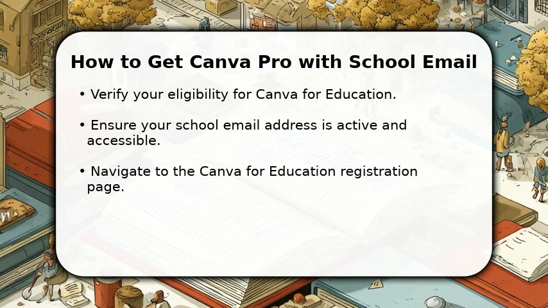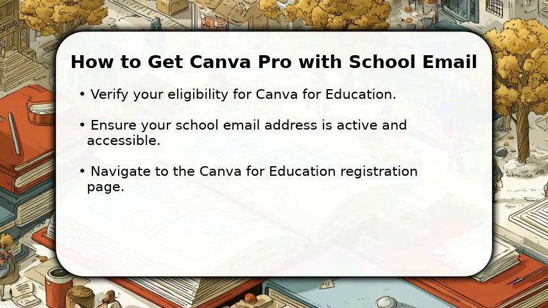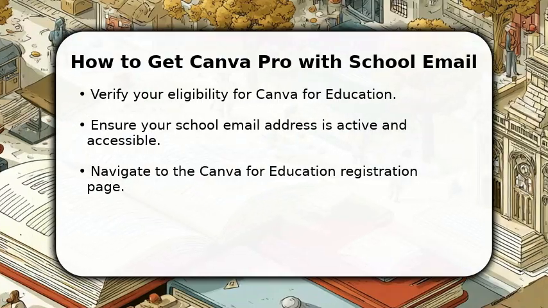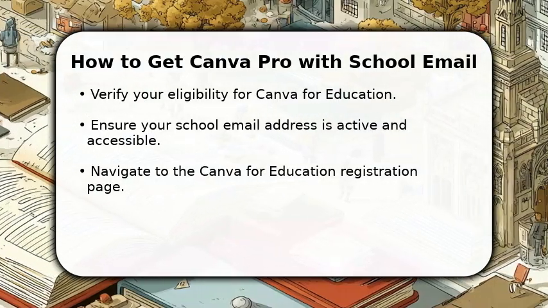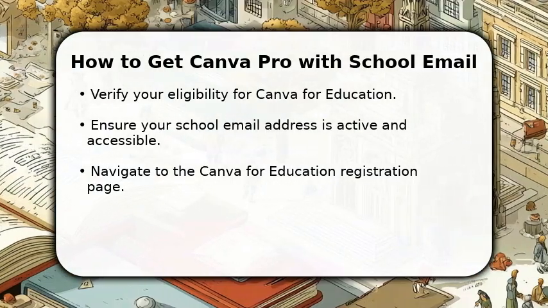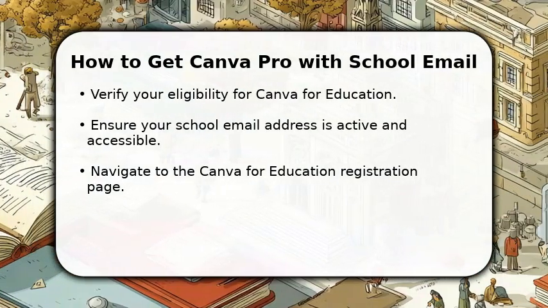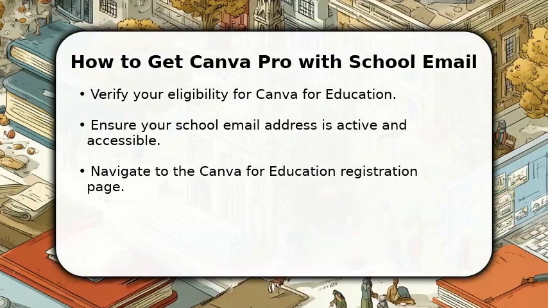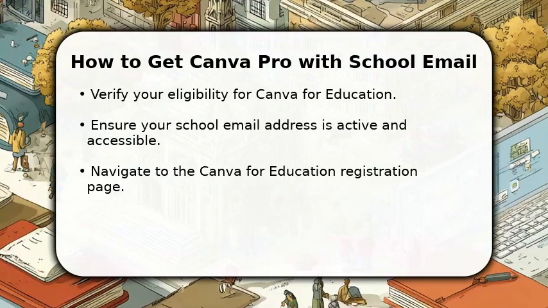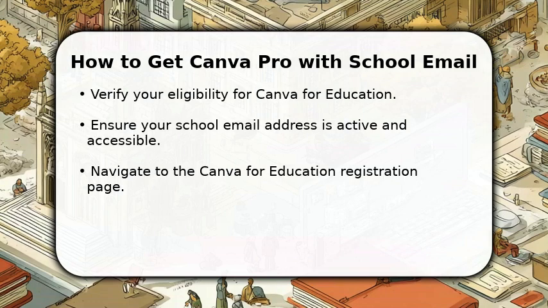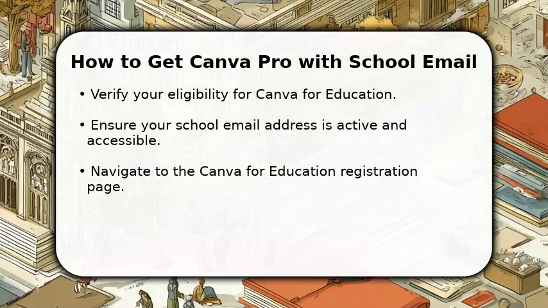In this video, I will explain how to use your school email for Canva Pro. First, ensure your school email is active and you meet Canva for Education's eligibility criteria. Then, navigate directly to the Canva for Education registration page. This process allows students and educators to access premium features at no cost, enhancing their creative projects significantly. It's a straightforward way to unlock powerful design tools for academic use.